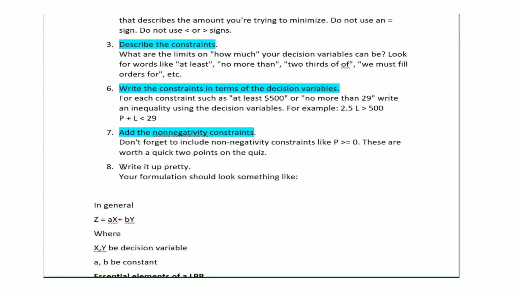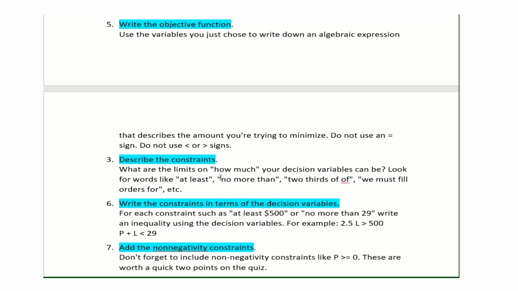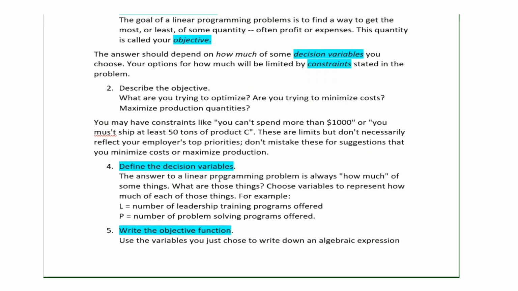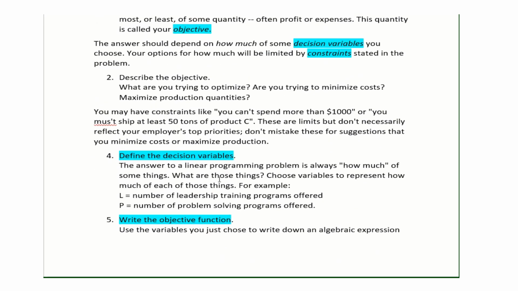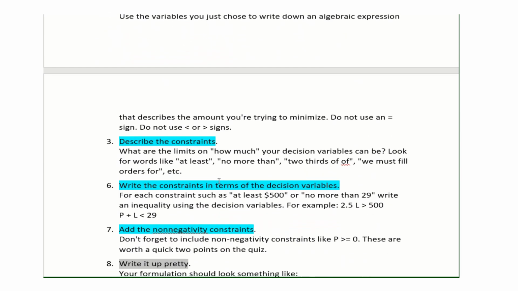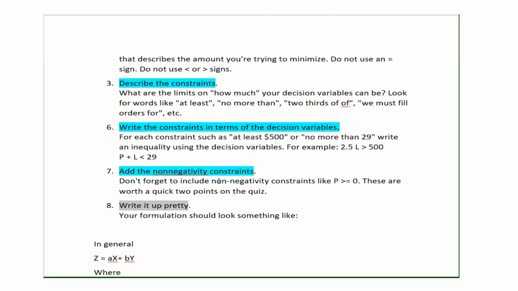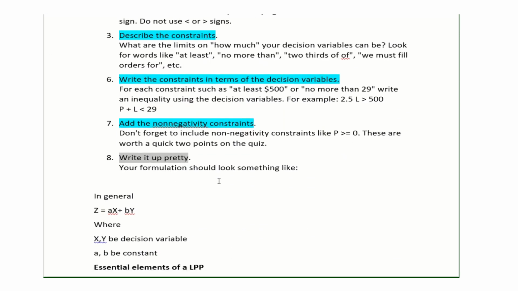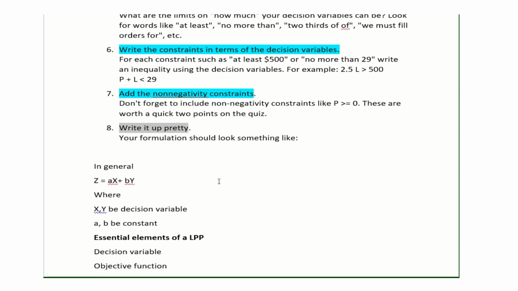And then you have to write it in the interpreted form, and the LPP formulation will be generated. These are the procedures for formalization of LPP. We have 8 procedures. First you have to understand the problem, and next describe the objective and define the decision variables, write the objective function, describe the constraints, write the constraints in terms of the decision variables, add the non-negativity constraints, and finally write the formulation.